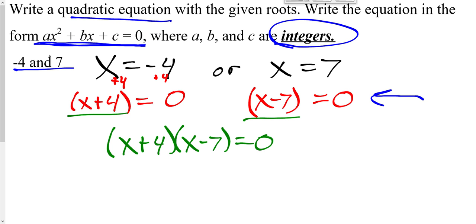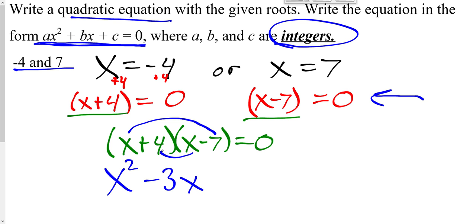You'll also notice we don't have parentheses, so we just have to multiply this out on the left side. Multiply your first terms, x times x is x squared. Your outer terms, minus 7x, inner terms, plus 4x is a minus 3x. Multiply your last terms, and we get 28, and then it's equal to 0, and that's what we're looking for.